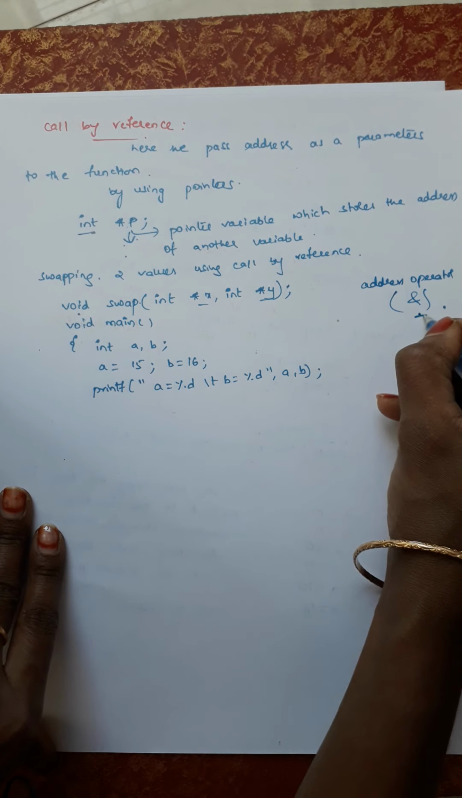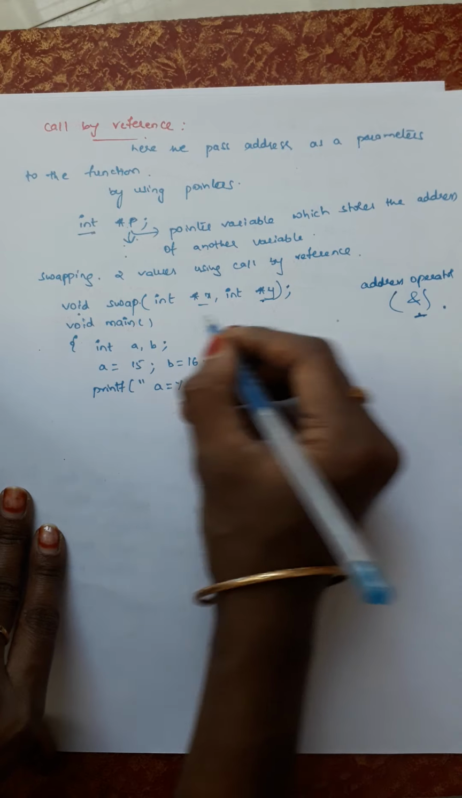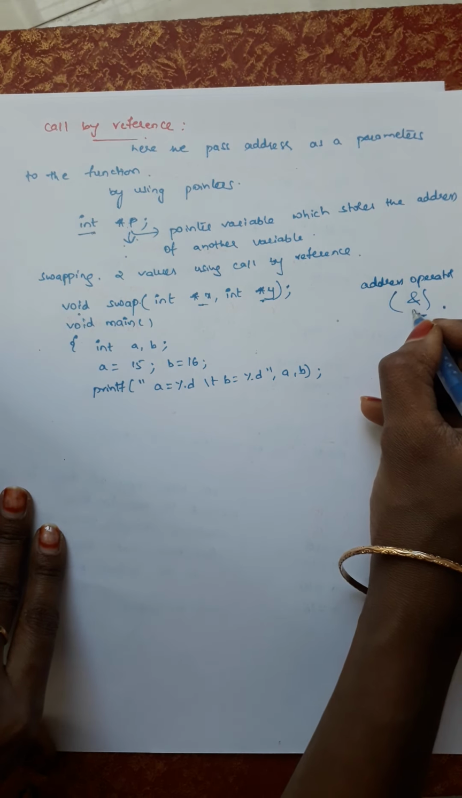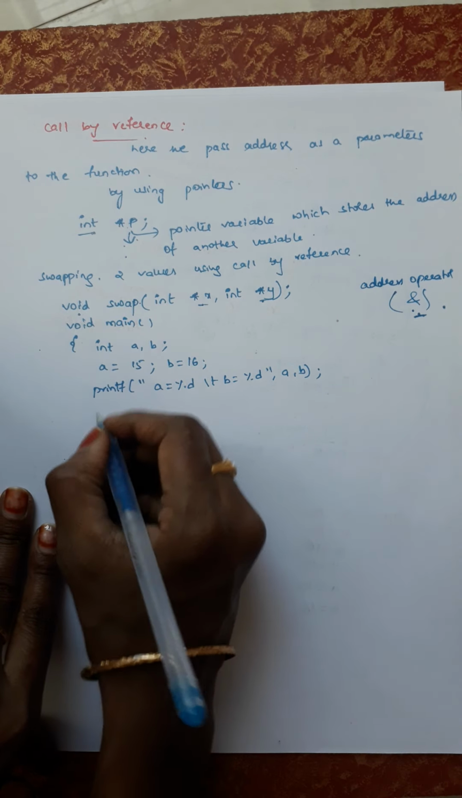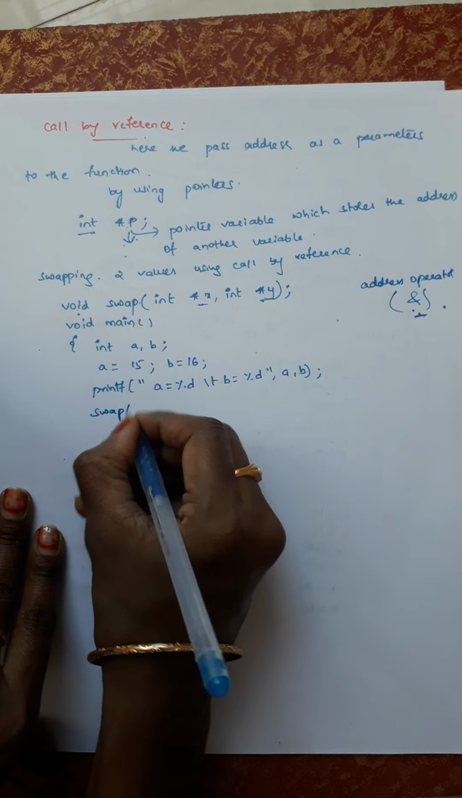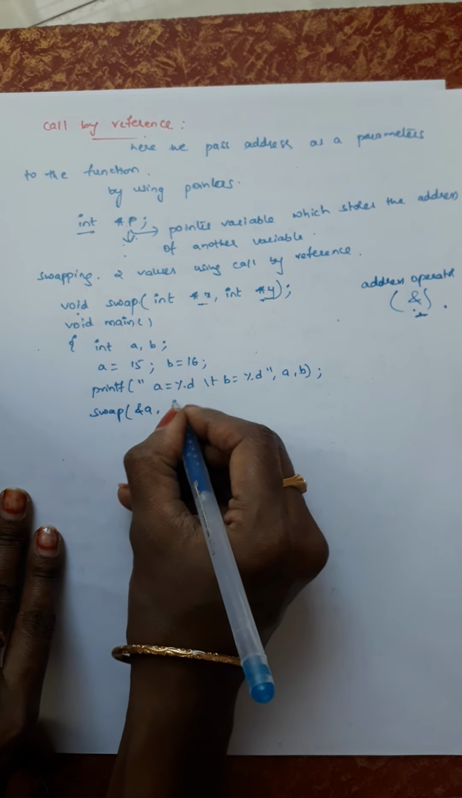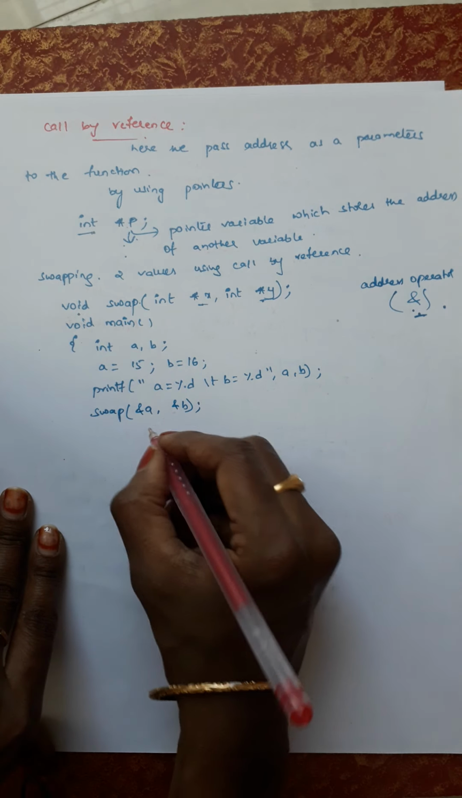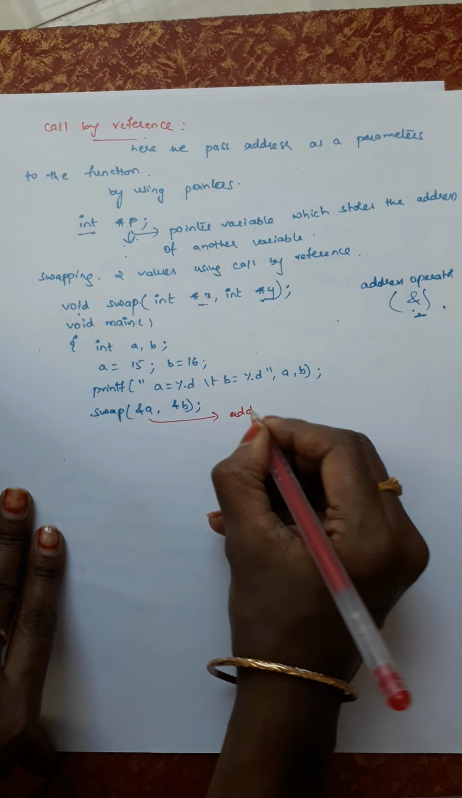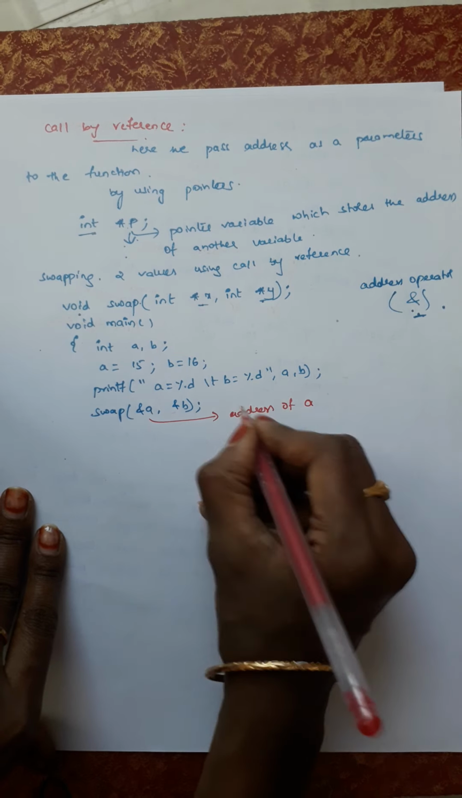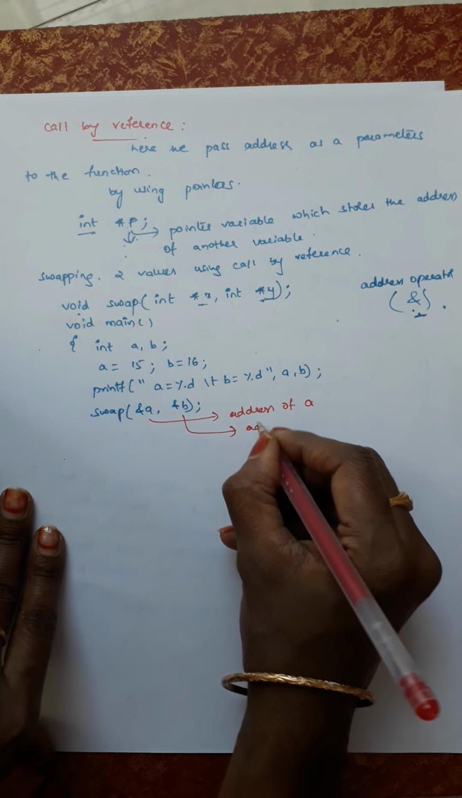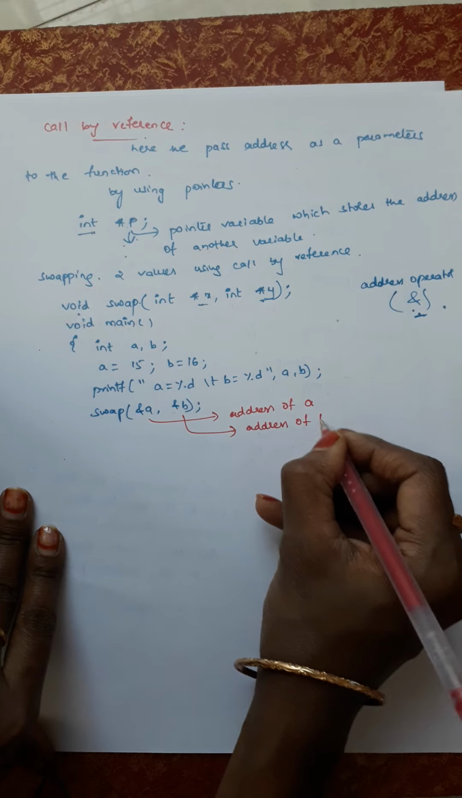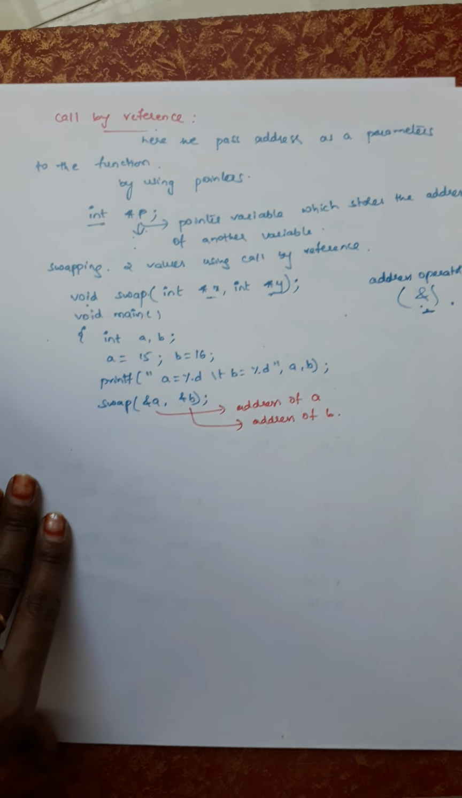So to hold the address we need to declare pointers. That is a declaration, but what we are doing here is passing the address. Okay, swap. Which addresses do we have to pass? The address of a and the address of b. We are not passing the a value, we are passing the a address, and this is the address of b.